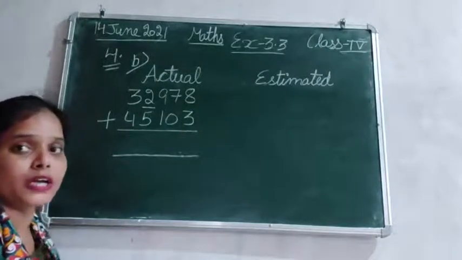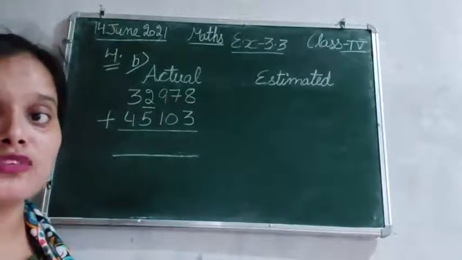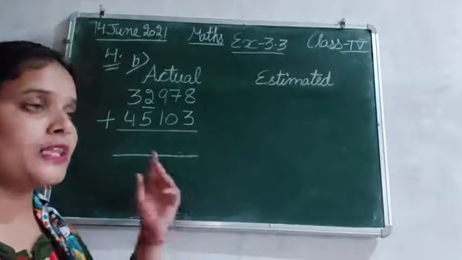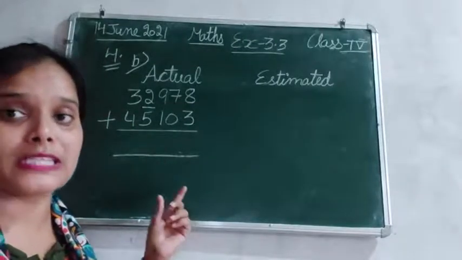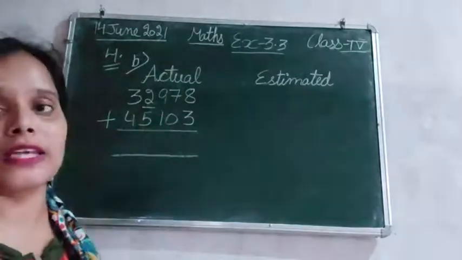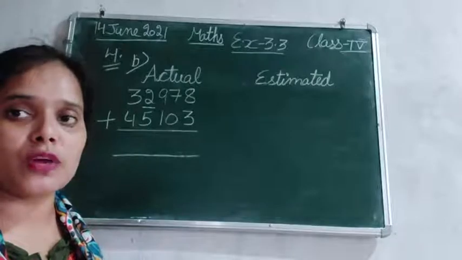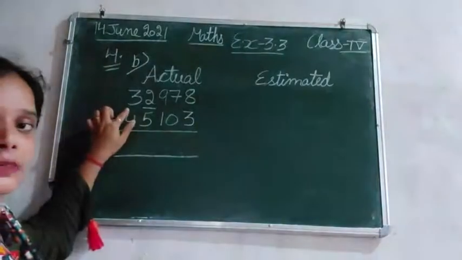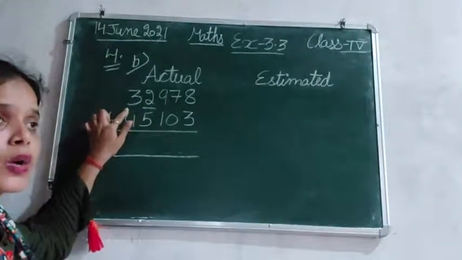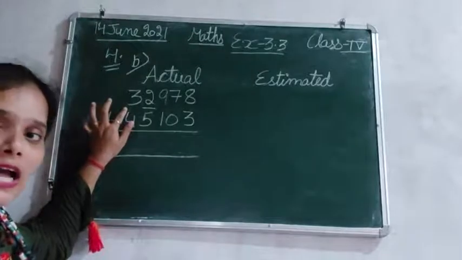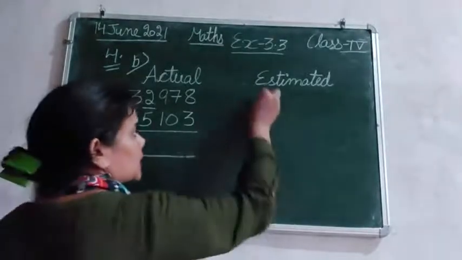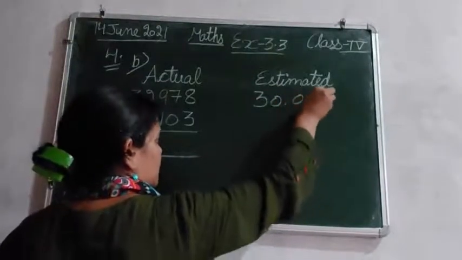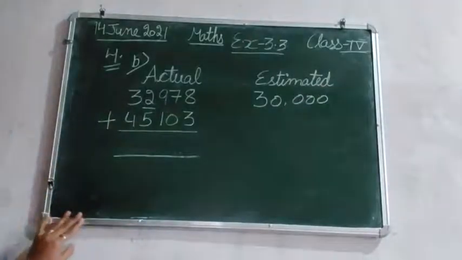तो देखिए जब कोई भी डिजिट 5 से छोटा होता है, so we round it off to the previous one: ones, tens, 100 and 1000. In this question we need to round it off to the nearest 10,000. So 2 is smaller than 5, so we are going to round it off to the previous 10,000. 32,000 से पहले आने वाला 10,000 कौन सा है? That is 30,000.